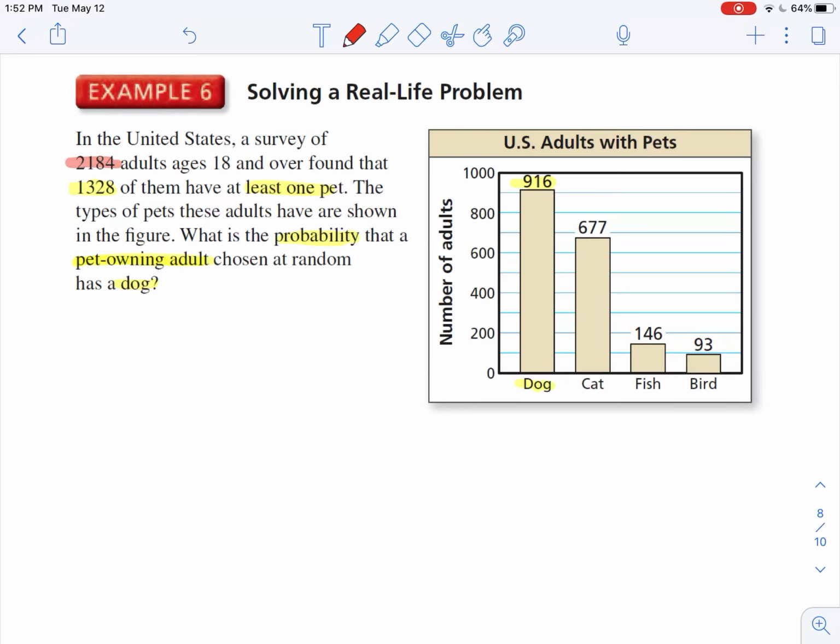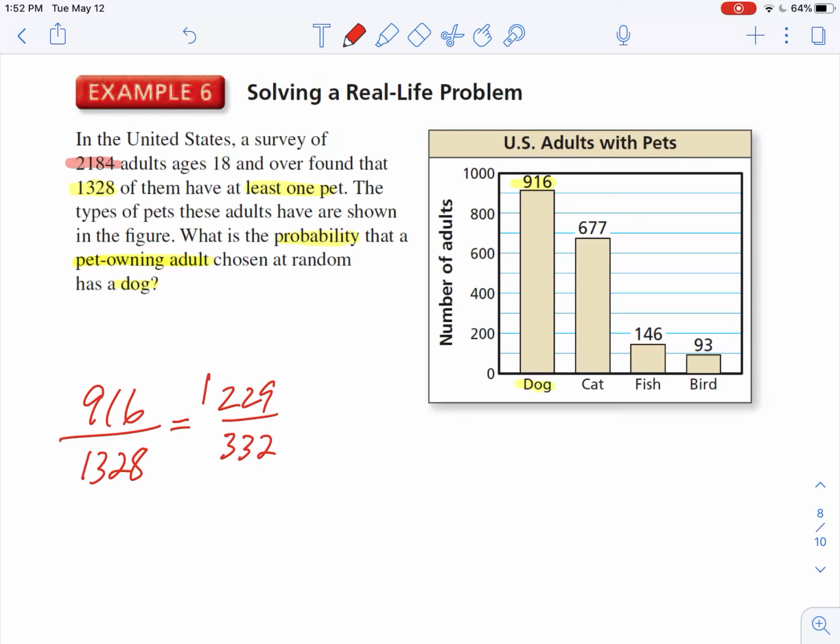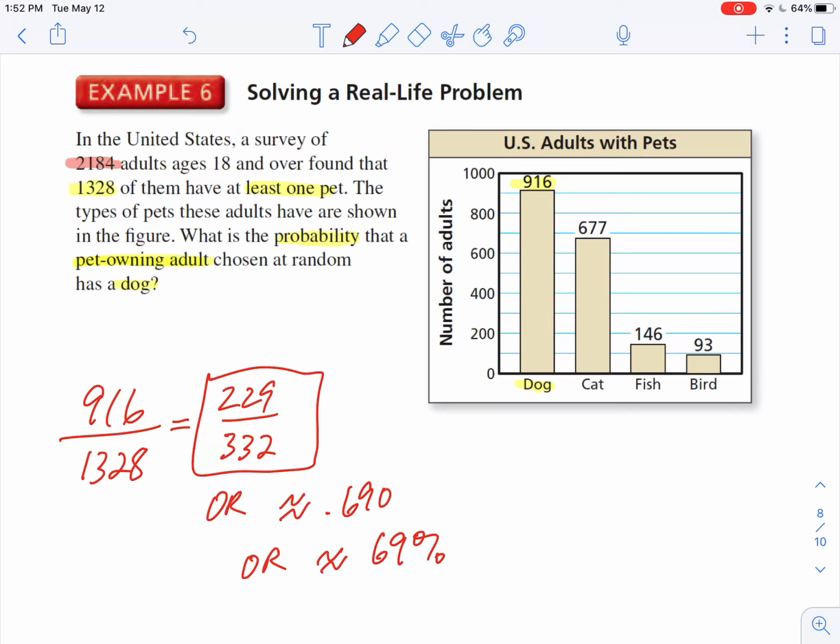So if we're looking at finding this probability, then we're going to say 916 divided by 1,328. That is a number that can be reduced. It's not a super friendly fraction, but 229 divided by 332 would be our answer. Or we could think about writing this as a decimal, 0.69, or we could think about writing this as a percentage. About 69% of our pet-owning adults have dogs. So it's a pretty high percentage. Any of these answers would be appropriate, but that's how we would work through that one.